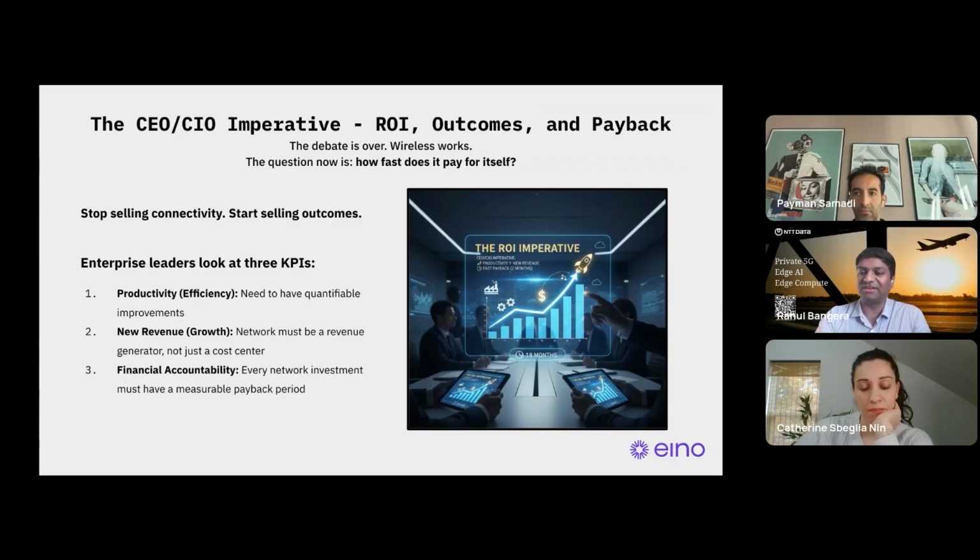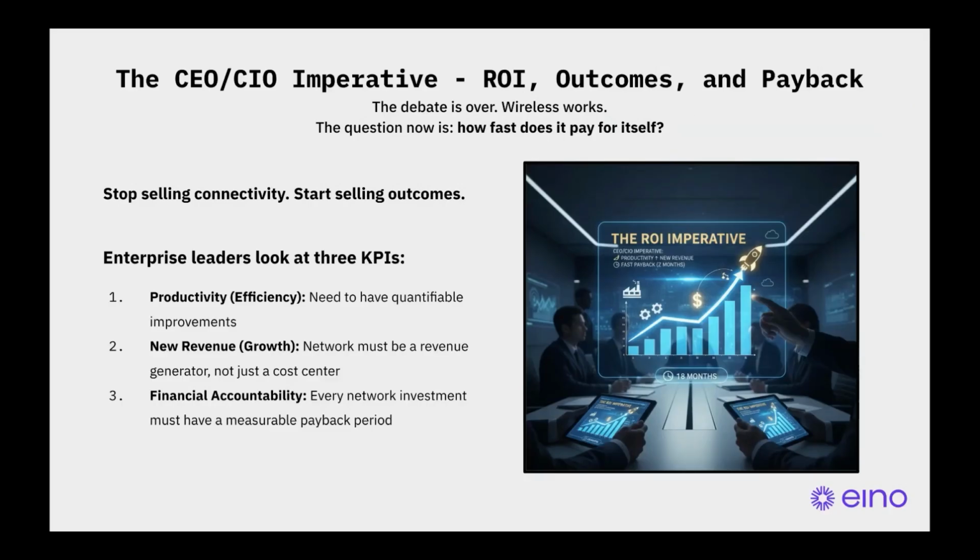The second KPI that they look at is new revenue generation. The network has to act as a revenue generator and not just as a cost center. As an example, we see a lot of airport CIOs and CEOs selling connectivity services to their partners, such as the airlines and the vendors, to support application connectivity for point of sale, digital signage, ticketing.